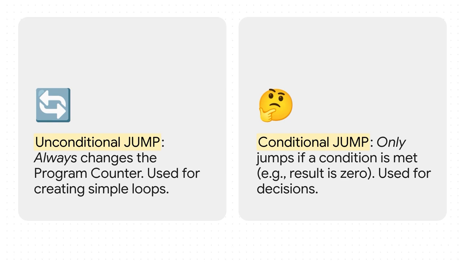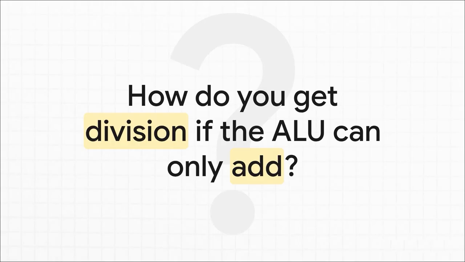If this, then that. And this brings up a fascinating question, right? If a basic CPU can only really do simple stuff like add and subtract, how in the world do we get complex operations like division? Well, the answer is software. By cleverly using these conditional jumps and loops, a program can actually perform division by just doing repeated subtraction.